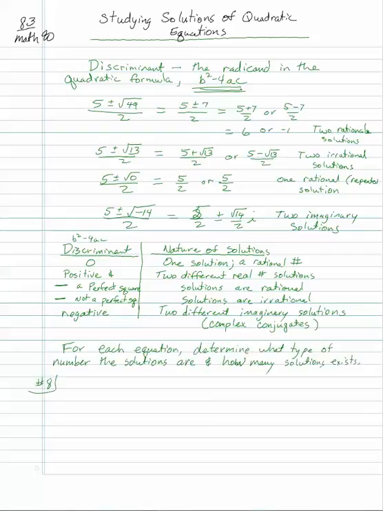Okay, so for each equation, determine what type of number the solutions are and how many solutions exist. So basically, you're just going to figure out what b squared minus 4ac is, the discriminant, and use that chart that I just wrote above.